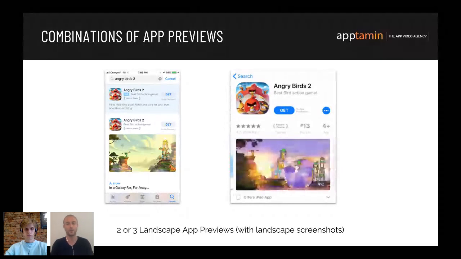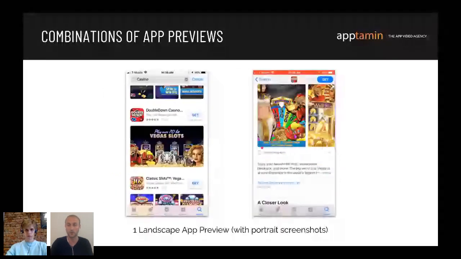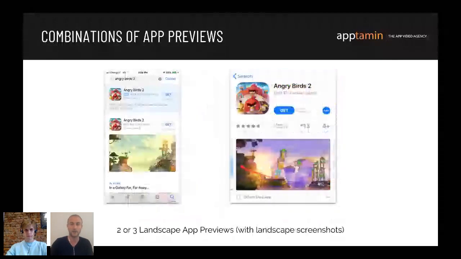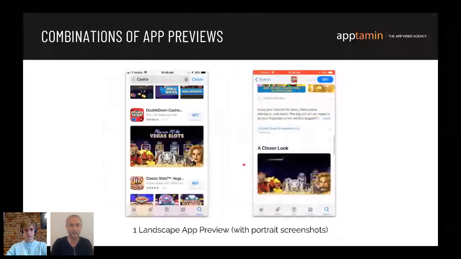Now, what happens when you have a landscape app preview with portrait screenshots? Here, you're going to see that in the search results, the landscape video is by itself and therefore, takes central stage. So it's great to grab the attention. When you get to the product page, however, the video is going to be displayed in a section called a closer look. Sometimes this section is above the screenshot, sometimes below. It kind of depends on your device.